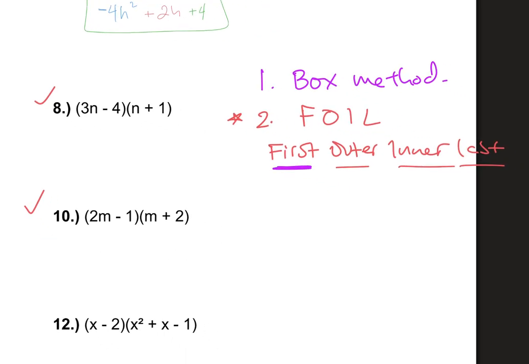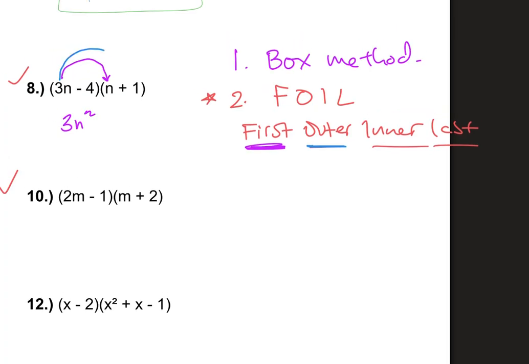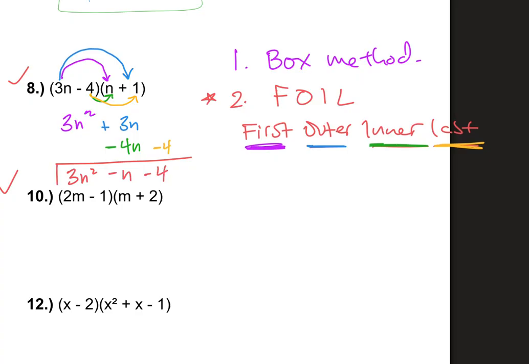First, we'll do first in purple. These two terms are the first two terms in their respective parentheses, right? So 3n times n, that's 3n squared. The outer terms, that's on the outside, that's plus 3n. The inner two terms, that's minus 4n. And the last terms are the last two that have not been multiplied. Now you add it all up and you get 3n squared minus n minus 4.